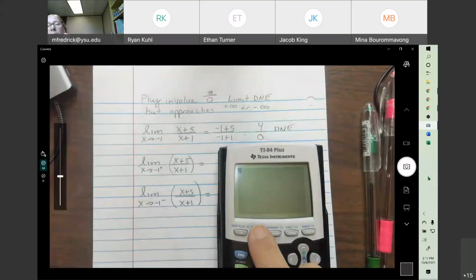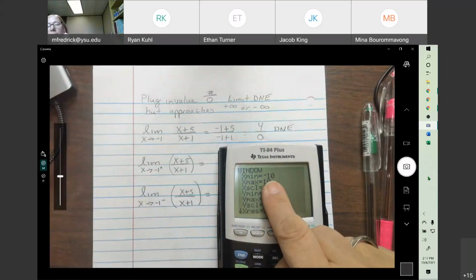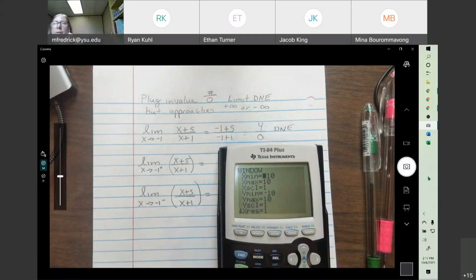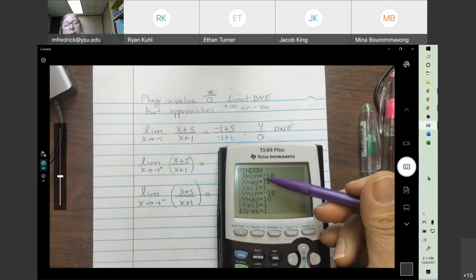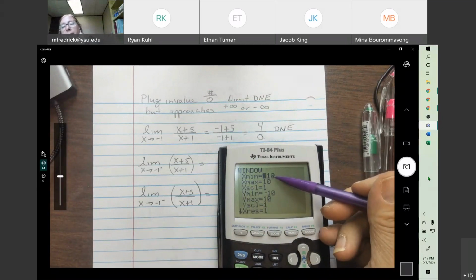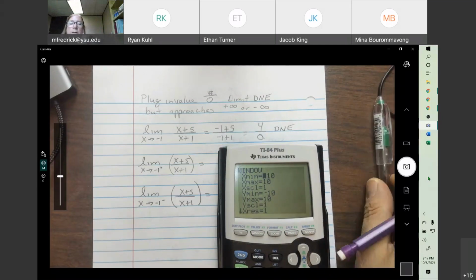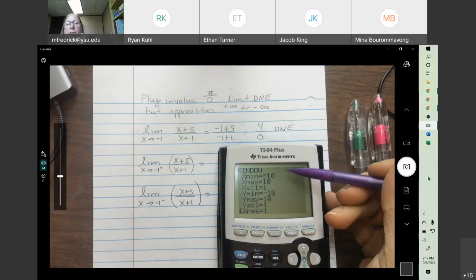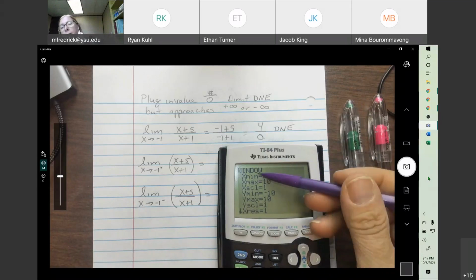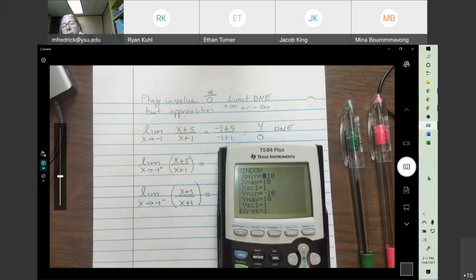So I would first check my window on here. This will almost always work when you're finding limits to a value, as long as your value is within this range here, and -1 is between -10 and 10. So this X value has to be in your window. And this one usually works for these types of problems.